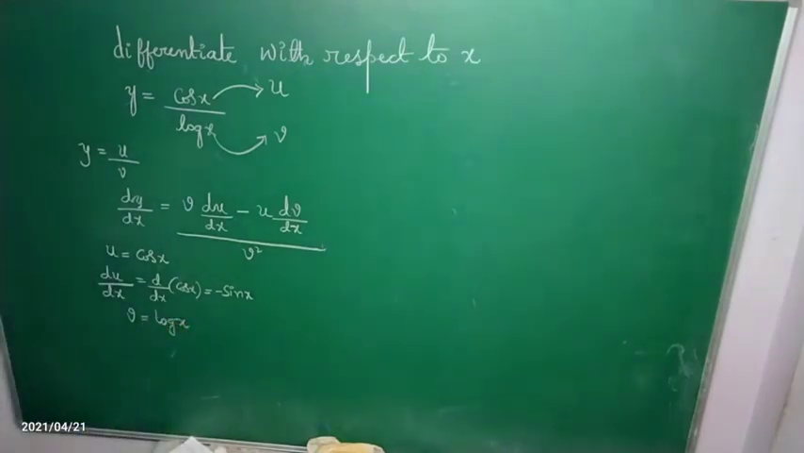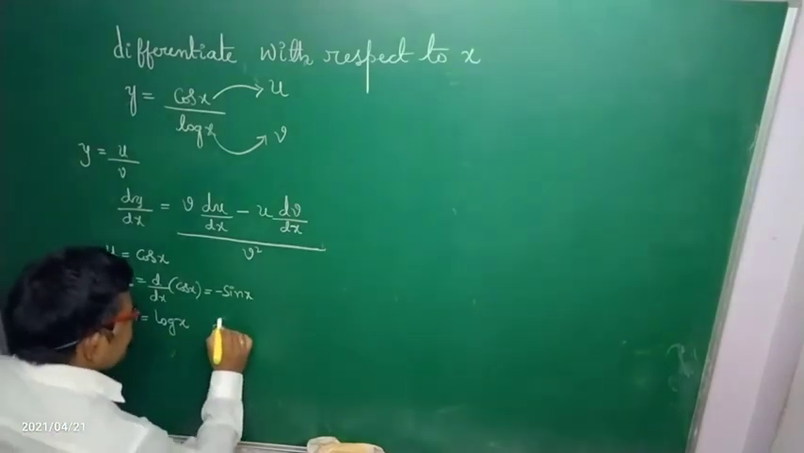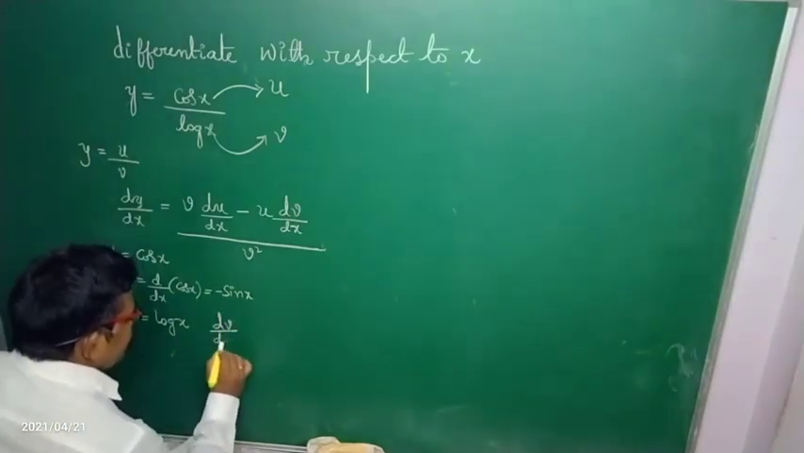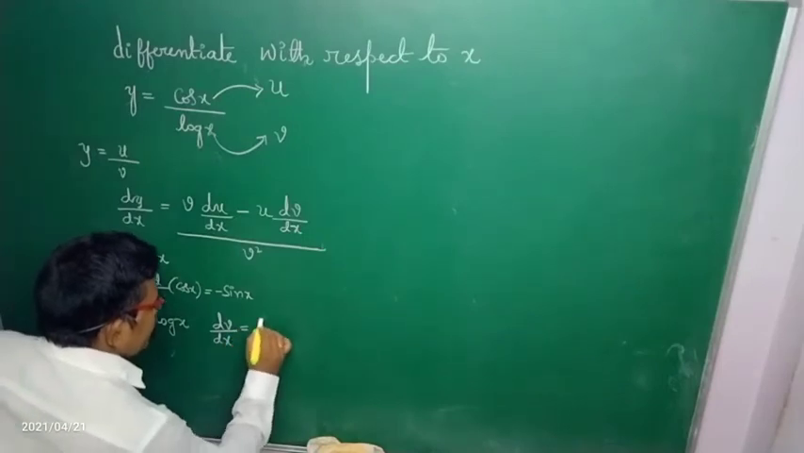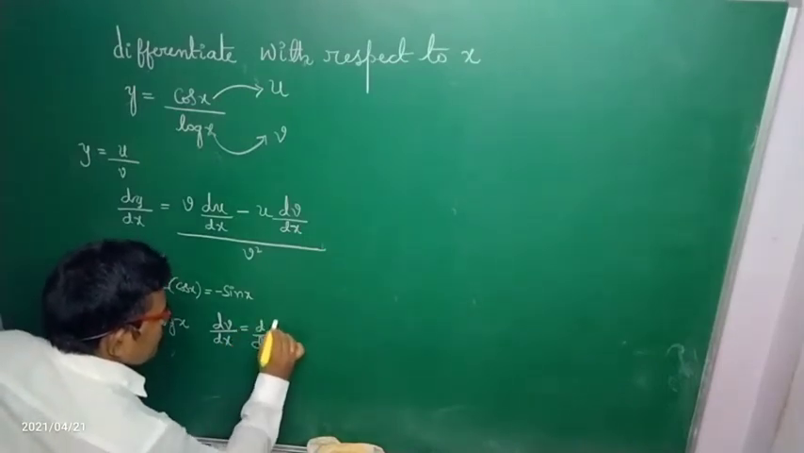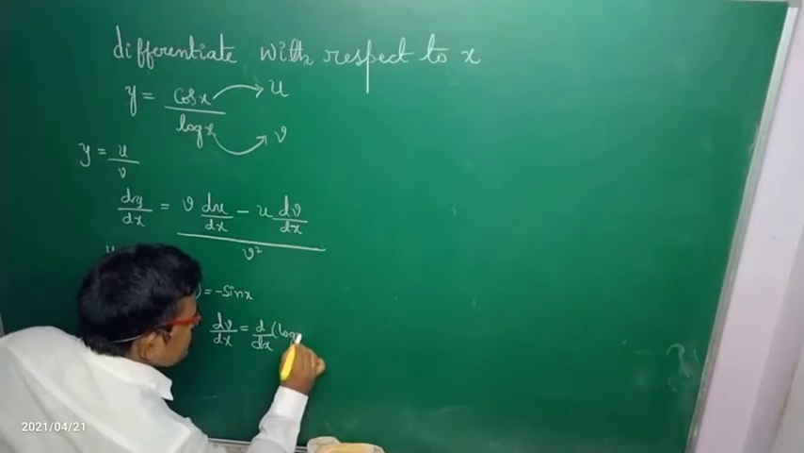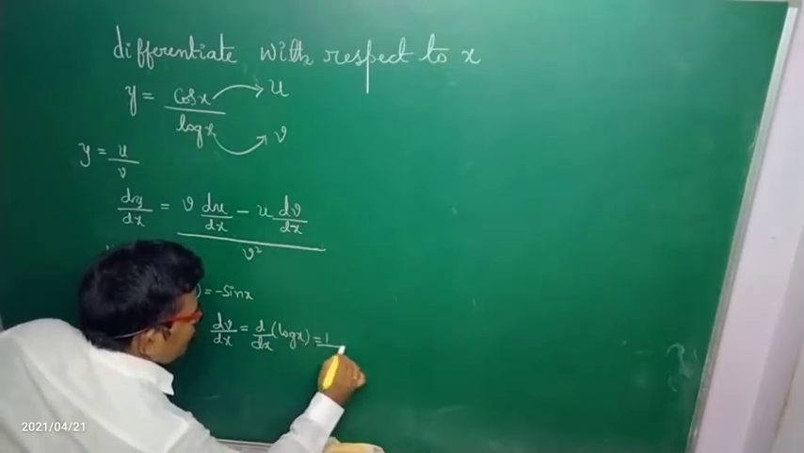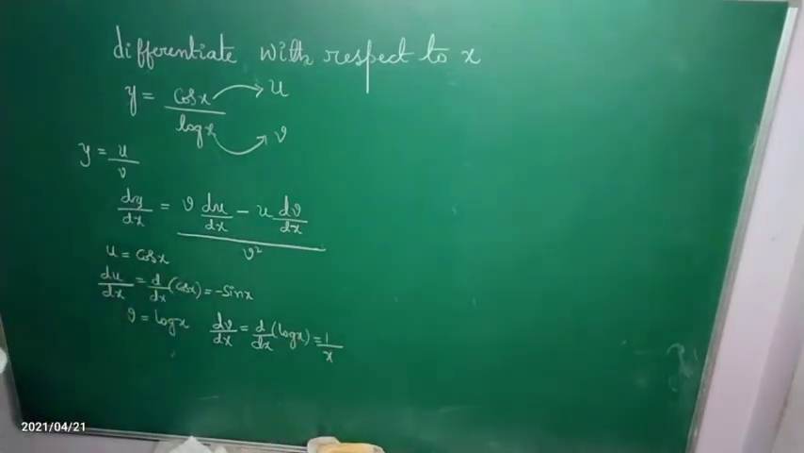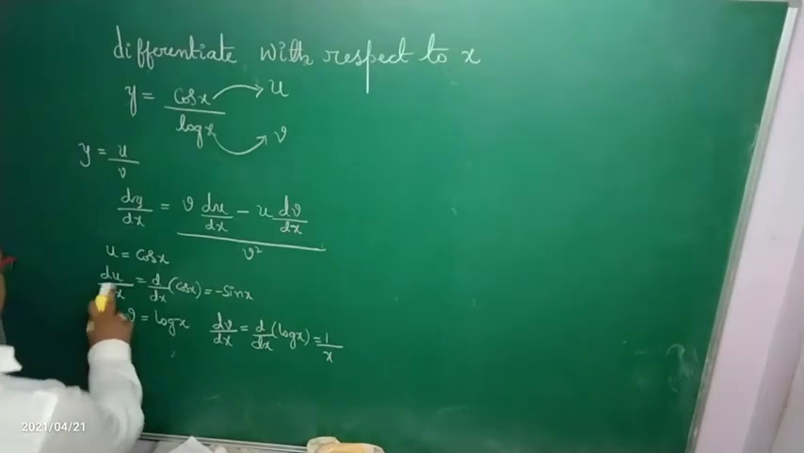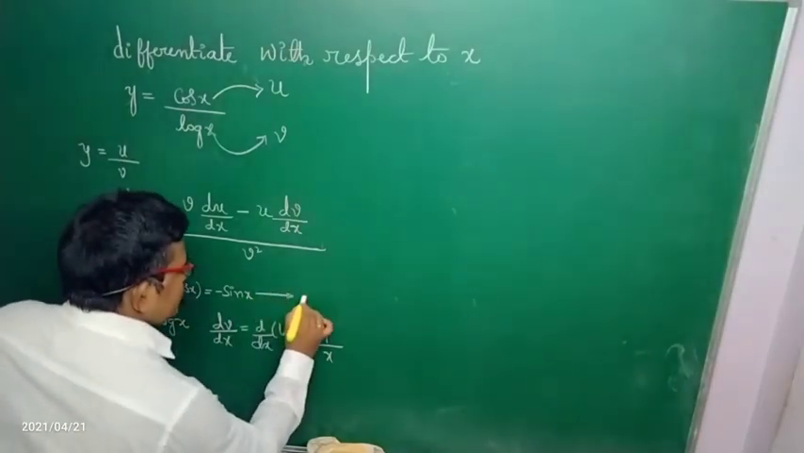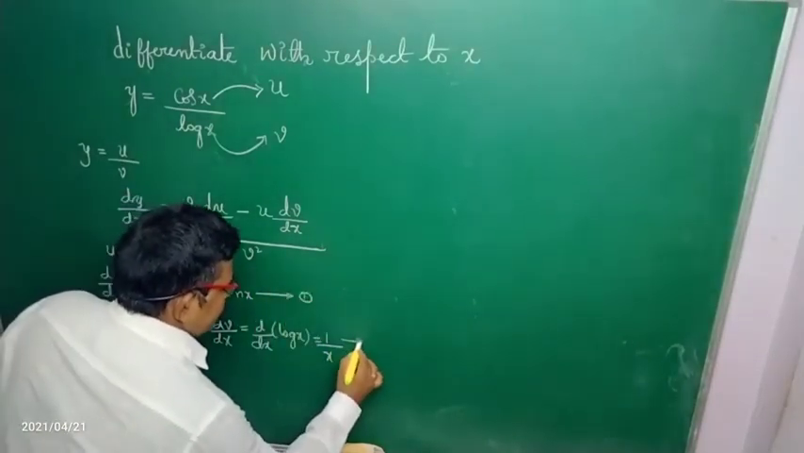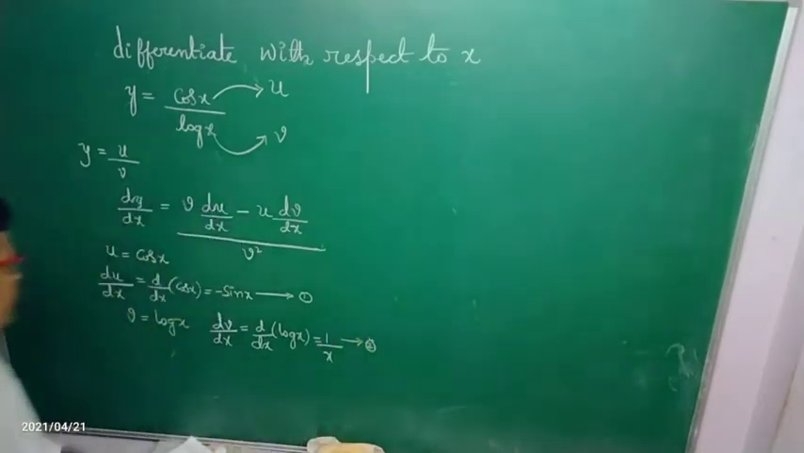Okay, now dv by dx is d by dx of log x, that is 1 by x. Okay, then this is du by dx is 1 and this is 2. Now we are going to substitute these values here.